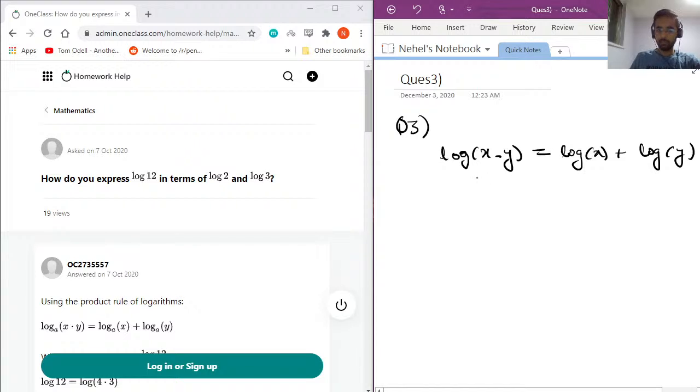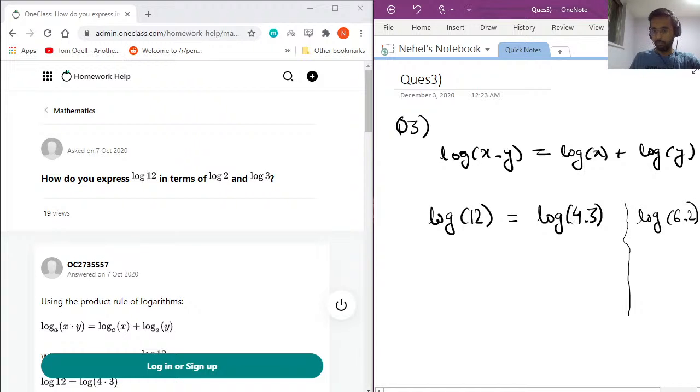So given this, keeping this in mind, if we look at log 12, we can look at log 12 as a combination of a few numbers. So we can say log 12 can be written as log of 4 times 3, or just to drive my point through, we can say log 12 is nothing but log of 6 times 2. So if we were to further solve it using log of 4 times 3 and we use this identity here, what would we have? We would have log of 4 plus log of 3.